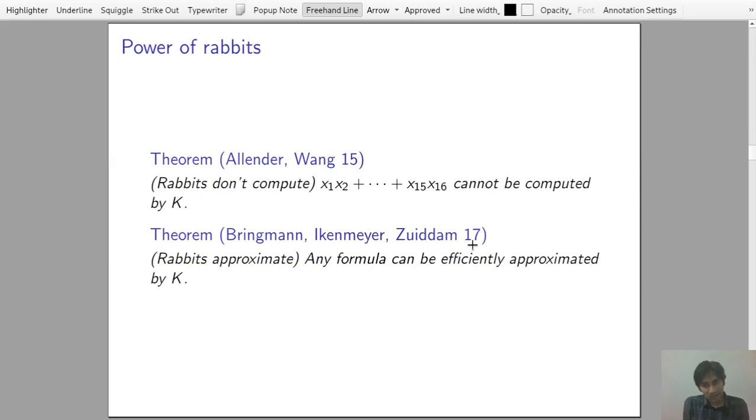But in 2017, Bringmann, Ikenmeyer and Zuiddam showed that any formula can be efficiently approximated by K. This notion of approximation we are not going to define in this talk, but this particular result again shows that K is a good model to compute polynomials if you allow approximations. So in this sense, continuant polynomials can approximate every polynomial very well.